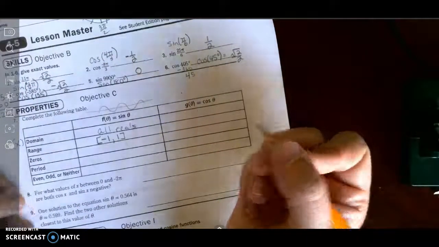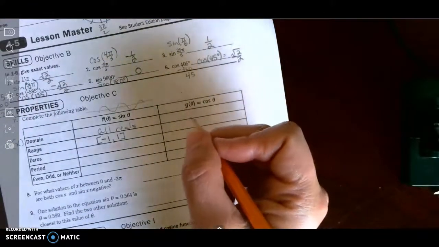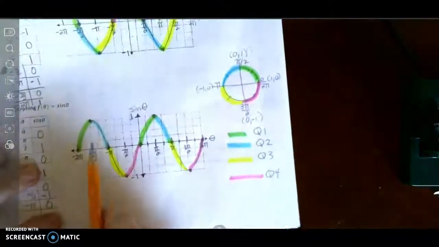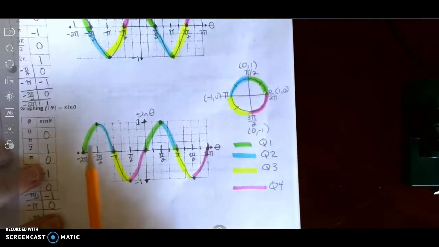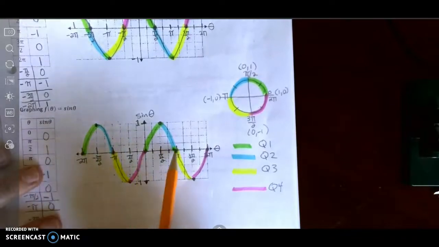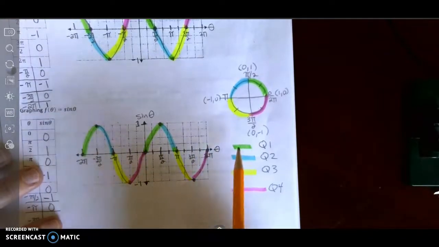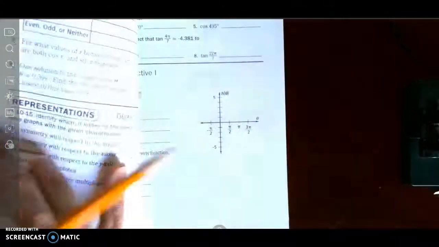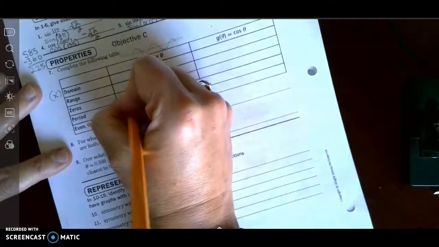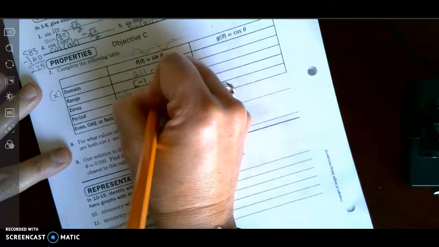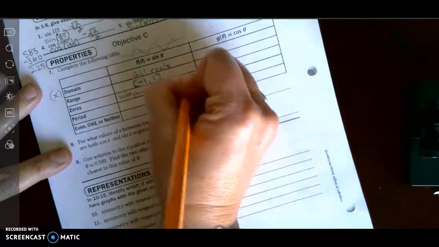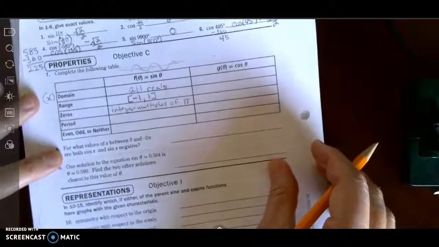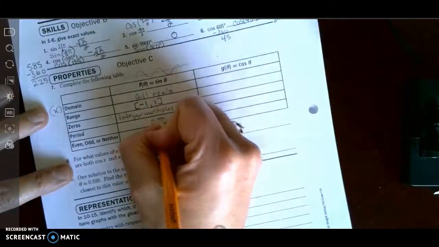The zeros of sine, when I look at my graph, my x-intercepts. It crosses at -2 pi, -1 pi, 0, 1 pi, 2 pi. Then it will cross at 3 pi, 4 pi. So all of my integer multiples of pi. The period, sine repeats every 2 pi.